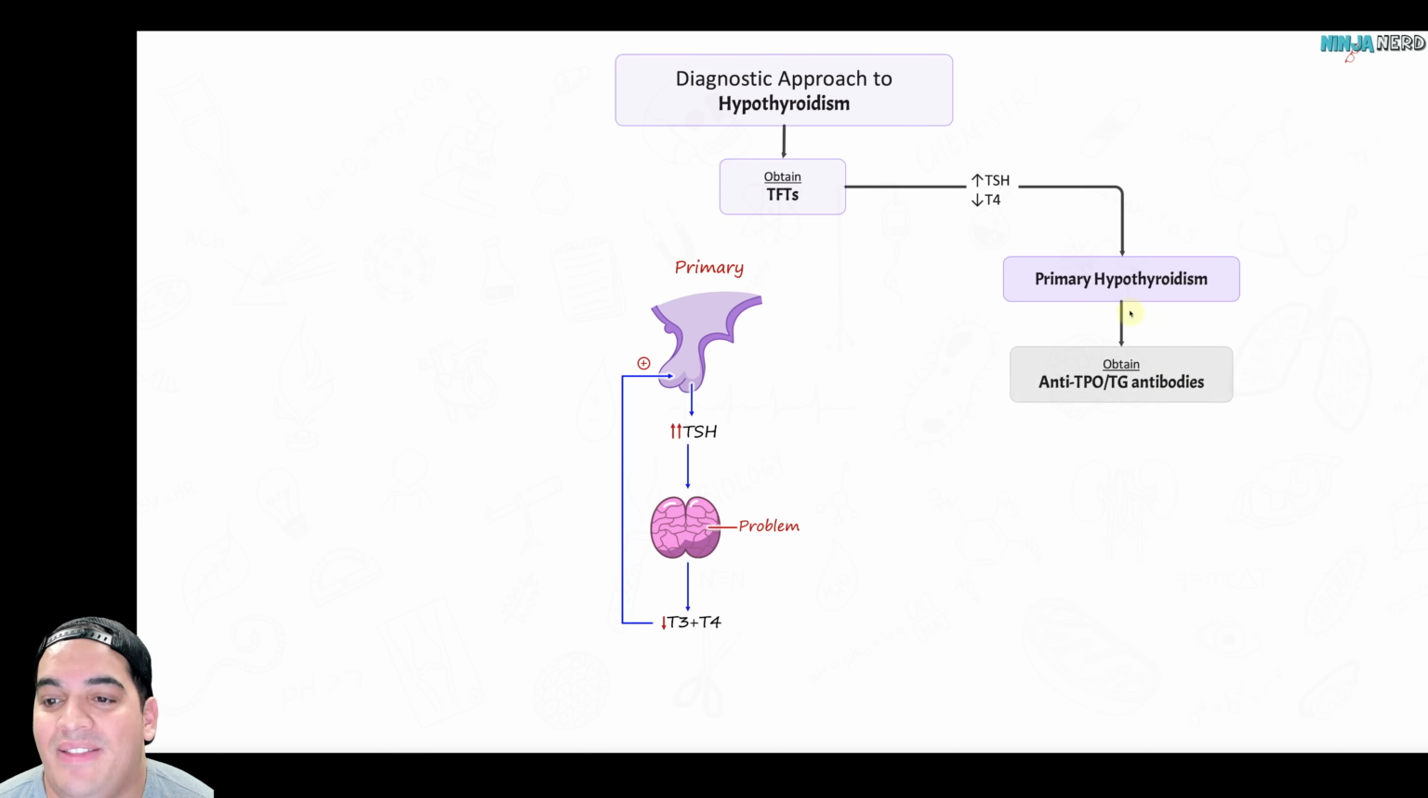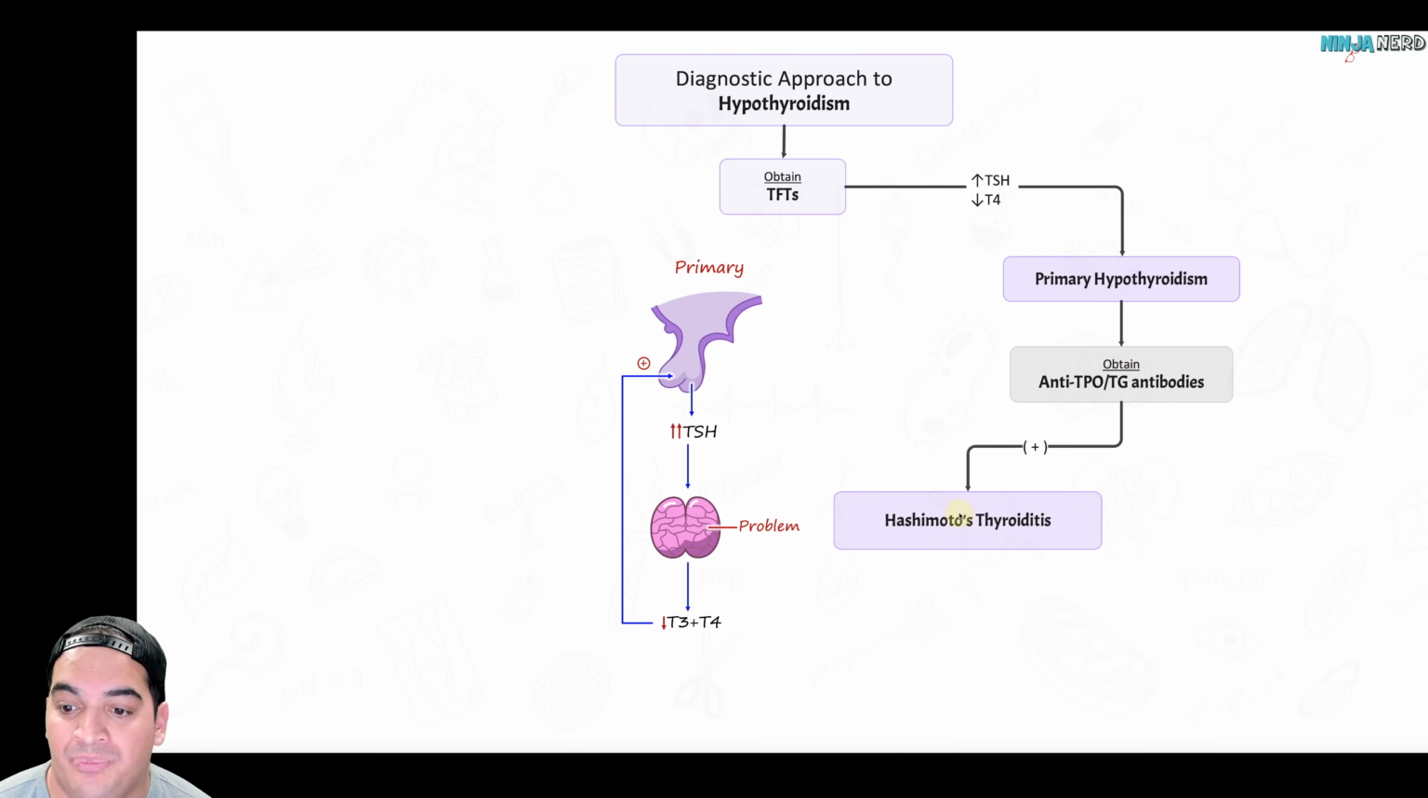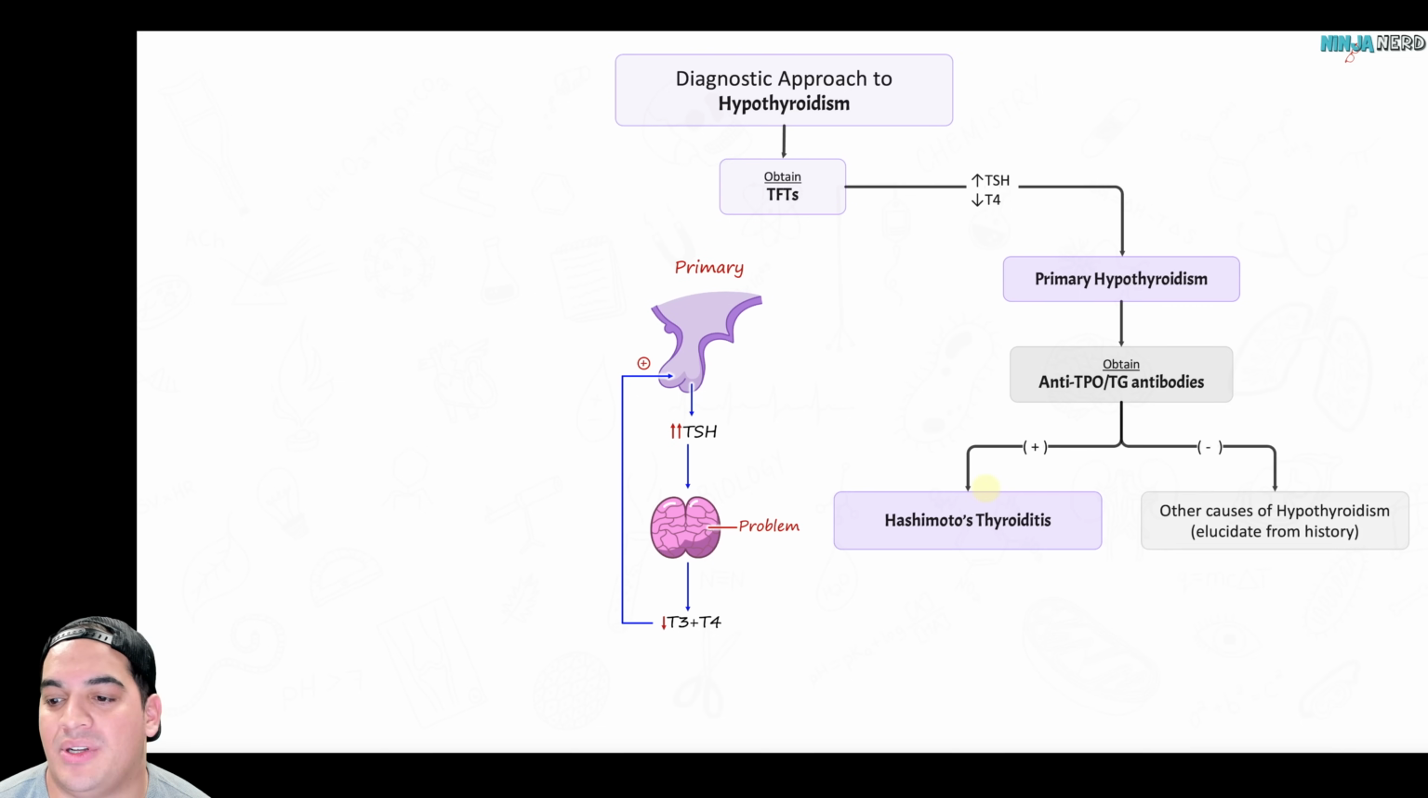So if that happens, I then need to say, okay, TPO, the anti-TPO and thyroglobulin antibodies. If these are elevated, it could be postpartum, it could be Hashimoto's. But the big thing to remember here is if I do that, if they come back positive consistently, I really want to think about a patient with Hashimoto's thyroiditis. The other thing to remember is that oftentimes when they're negative, it could be a bunch of other causes.